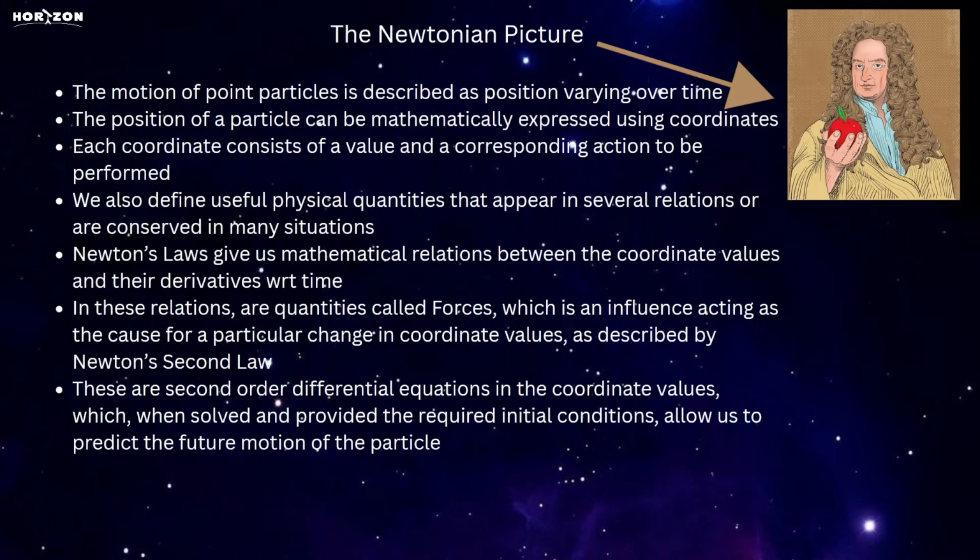Suppose I want to know where the particle is. I'll use some coordinates which will tell me that your particle is here. So we use the XYZ coordinate system, for example. Each coordinate consists of a value and a corresponding action to be performed. Suppose the value of my x coordinate is 5. What action is related to it? The action is that I'll move in the x direction, and that is where my particle will be situated.